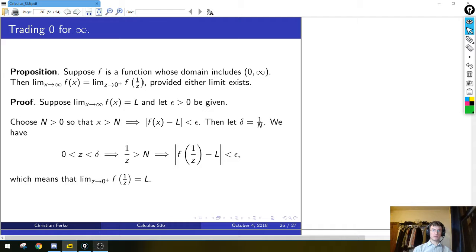So it works either way. You can trade 0 for infinity. It's a very common trick, especially in complex analysis. It's much easier to study behaviors of functions near 0 than behaviors at infinity, because infinity is not really a number. Cool. That's all I got.